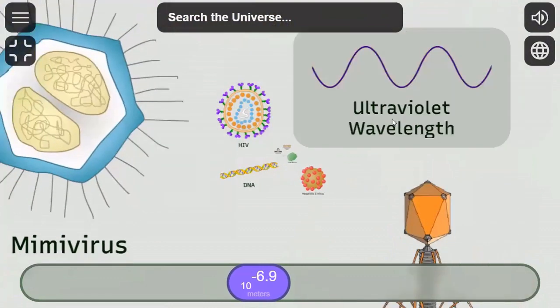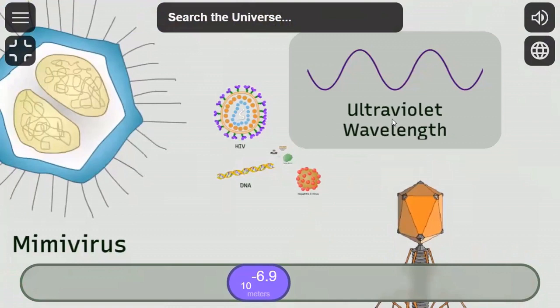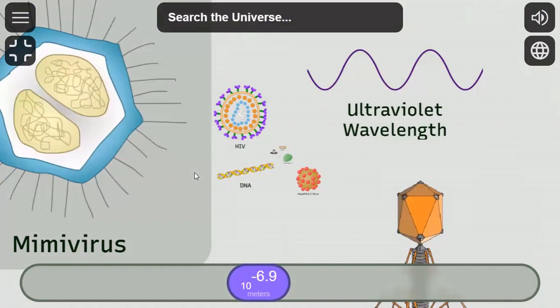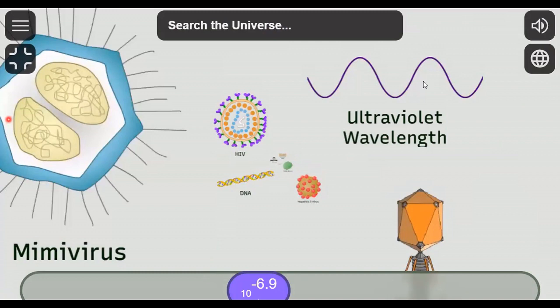HIV, ultraviolet wavelength. Ultraviolet means also the radiation spectrum, one of the radiation types. We already discussed gamma ray, and this is another one, the ultraviolet wavelength. The spectrum means arranged on the basis of their wavelength and their frequency. Wavelength means the peak to peak distance. It is called wavelength. For example, look at this, from here to here, peak to peak distance.